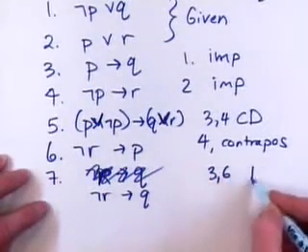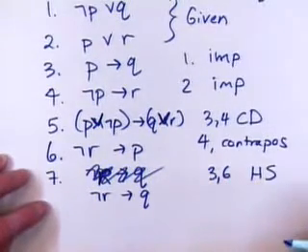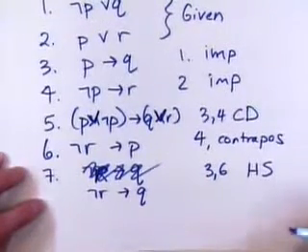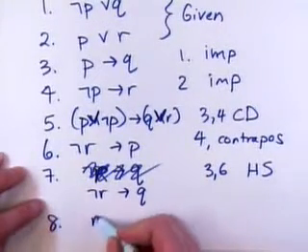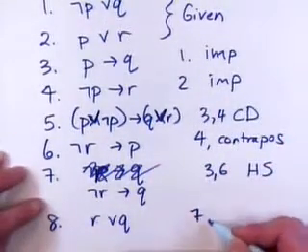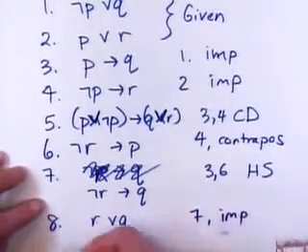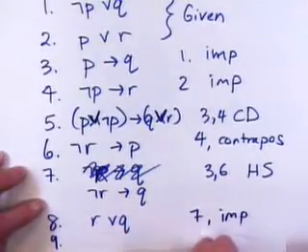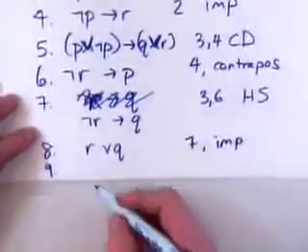Hypothetical syllogism on 3 and 6. Okay, and then I can change this with my implication rule back into R plus 2, which is almost the same thing as that. And how would I get it exactly the same? Commutative.